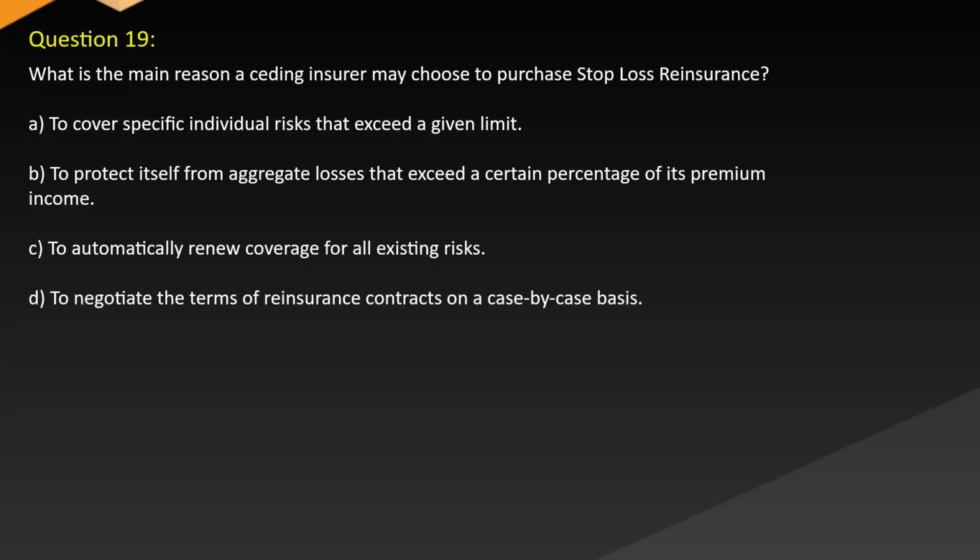Question 19. What is the main reason a ceding insurer may choose to purchase stop-loss reinsurance? A. To cover specific individual risks that exceed a given limit. B. To protect itself from aggregate losses that exceed a certain percentage of its premium income. C. To automatically renew coverage for all existing risks. D. To negotiate the terms of reinsurance contracts on a case-by-case basis.